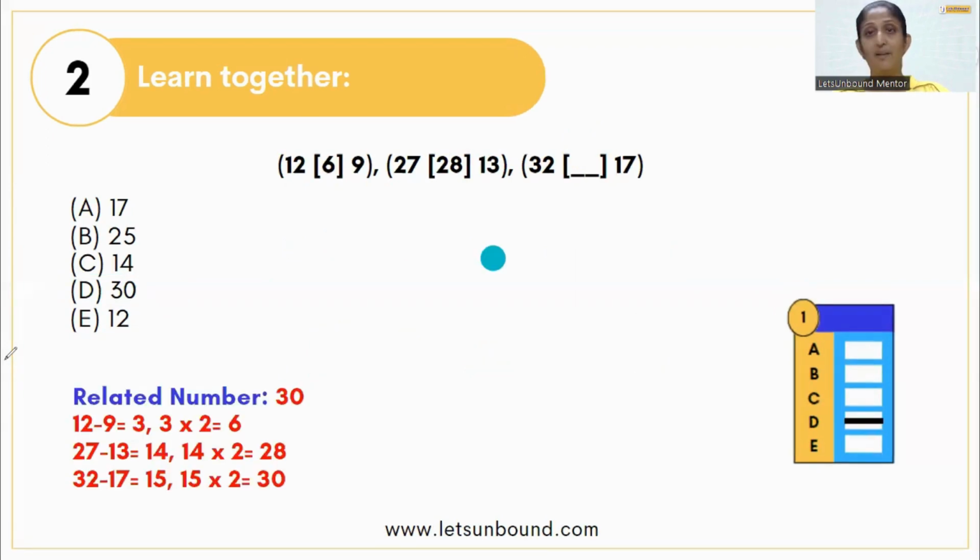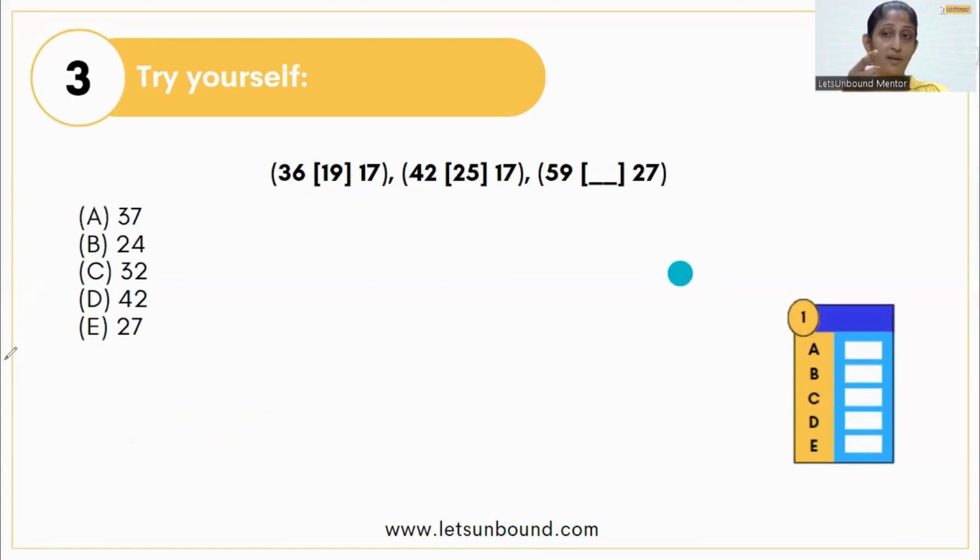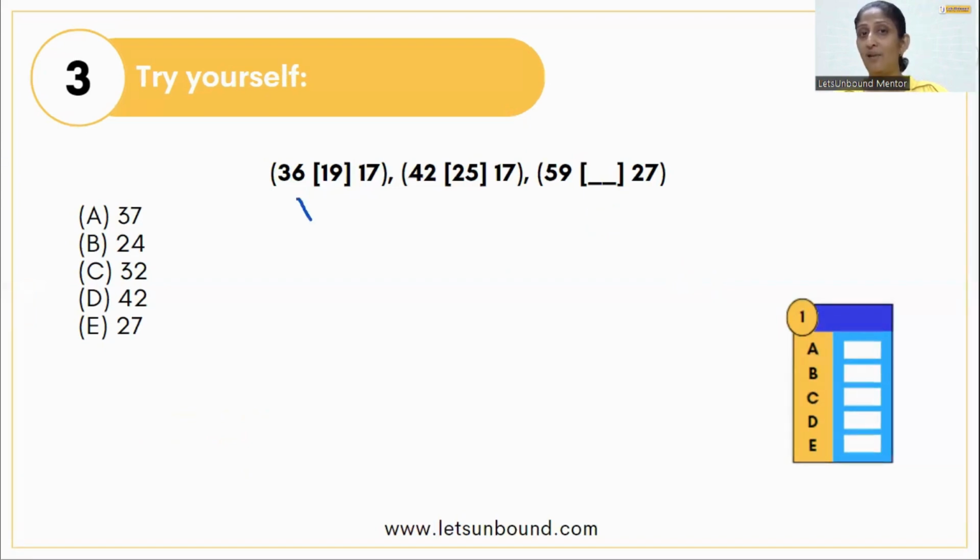All right. So here I am with one example to try for yourself. Just giving you a hint. Find the relationship between these two, and then you can again find this missing number.